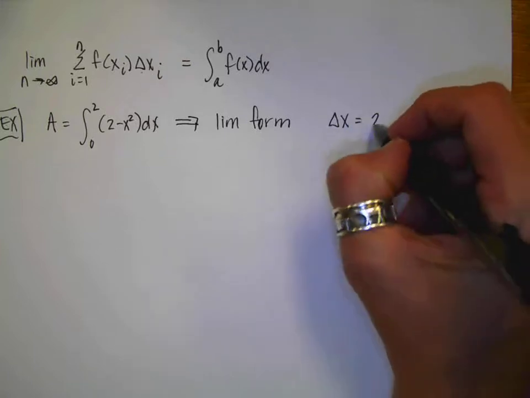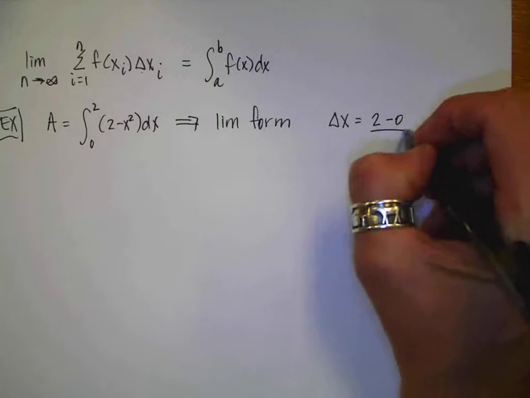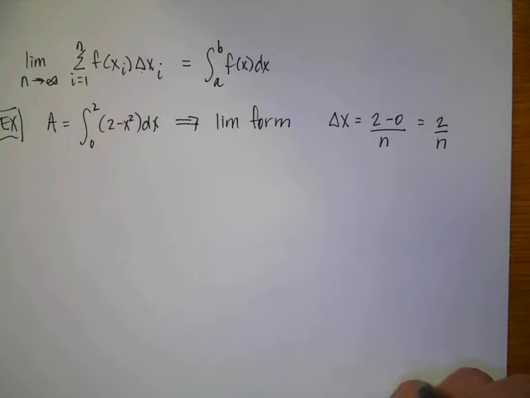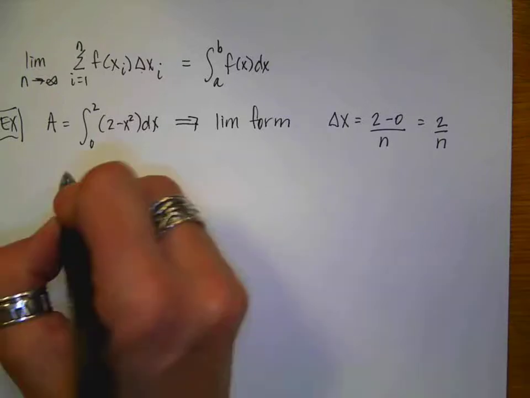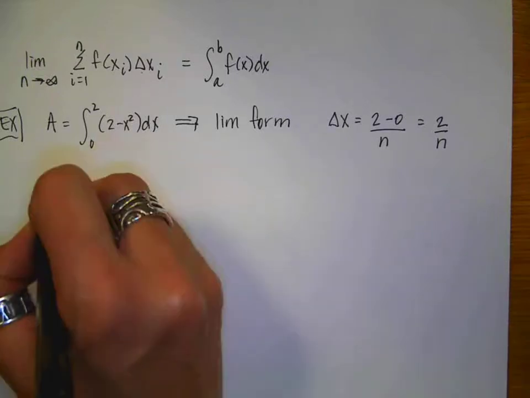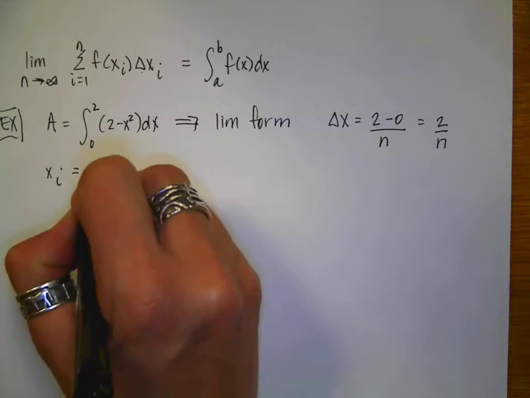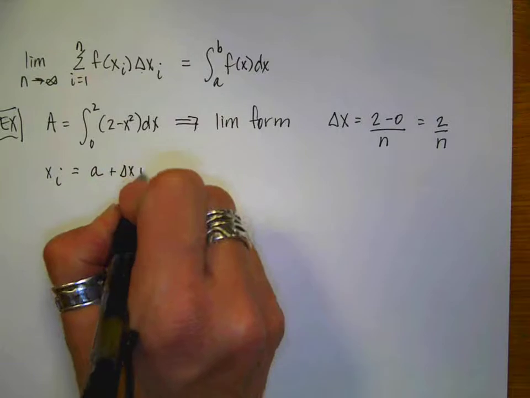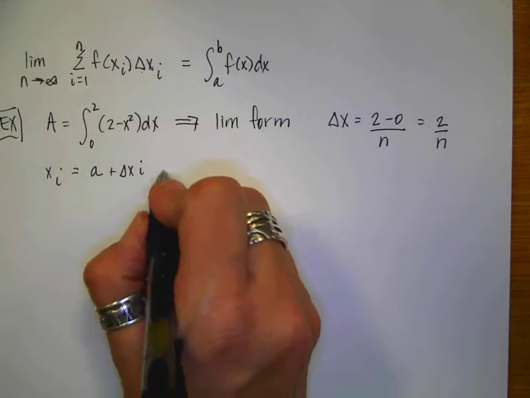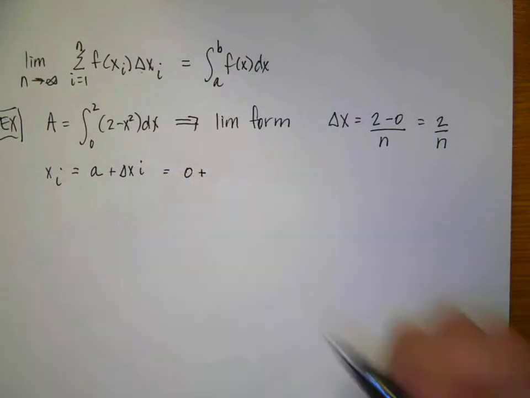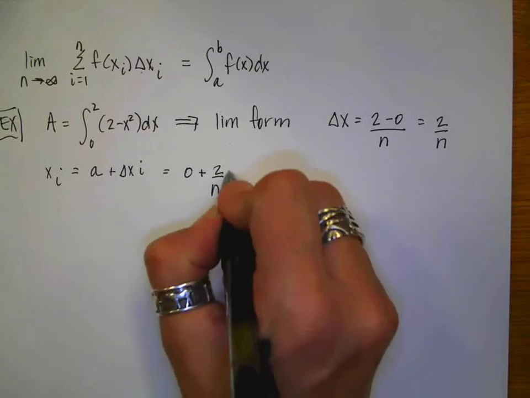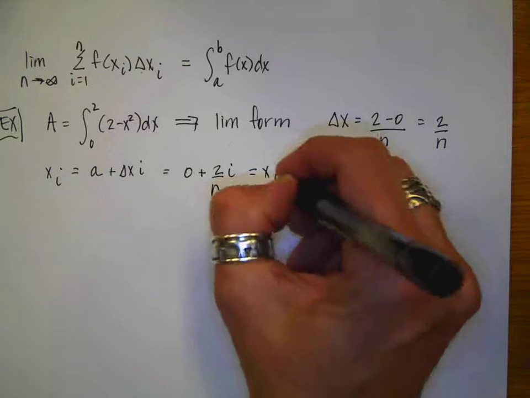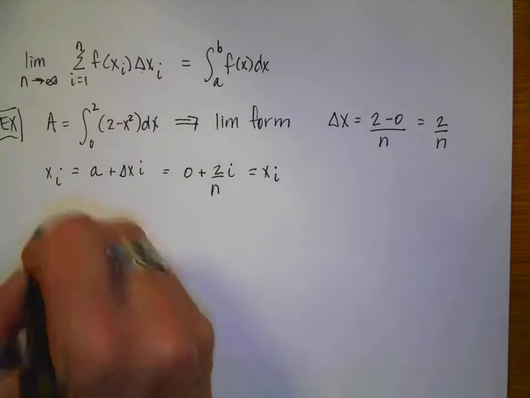Well, if I know that delta x is going to equal 2 minus 0 over n, then that's going to be 2 over n, because I don't know how many sub-intervals. And I'm going to do the left-hand side, so I'm going to say x sub i is going to equal my left-hand piece plus delta x times i, right? So that's going to be the 0 plus delta x, which is 2 over n times i. Alrighty, so this is my x sub i.